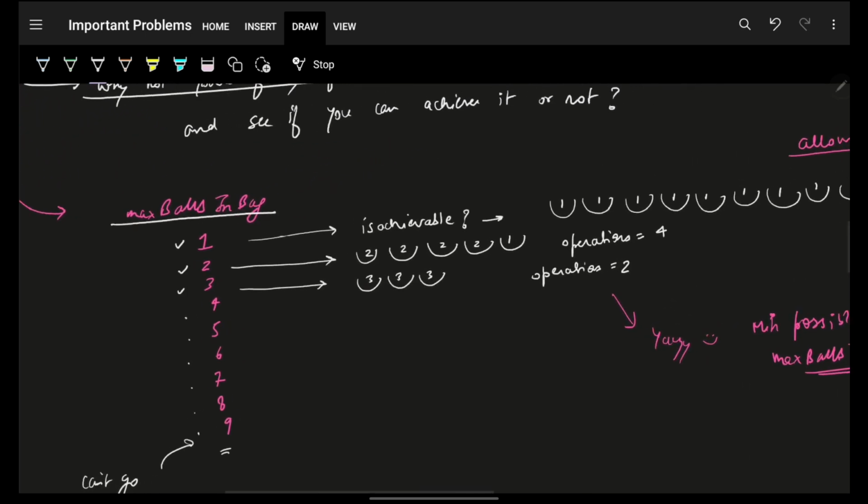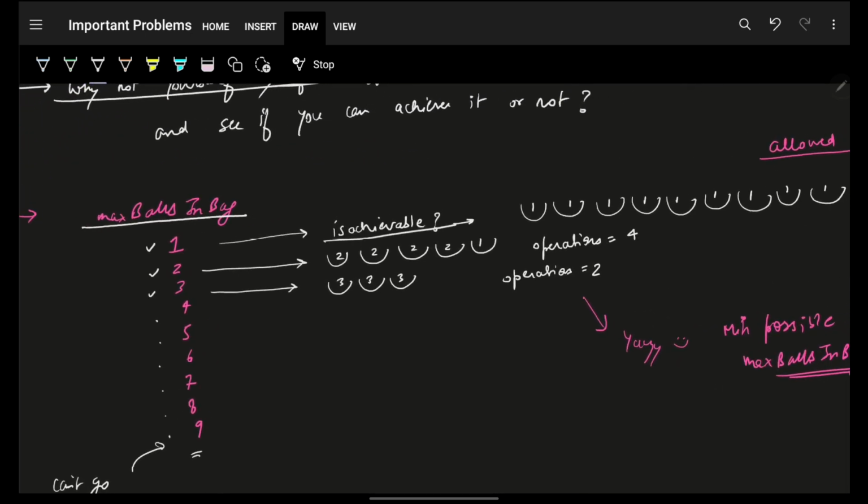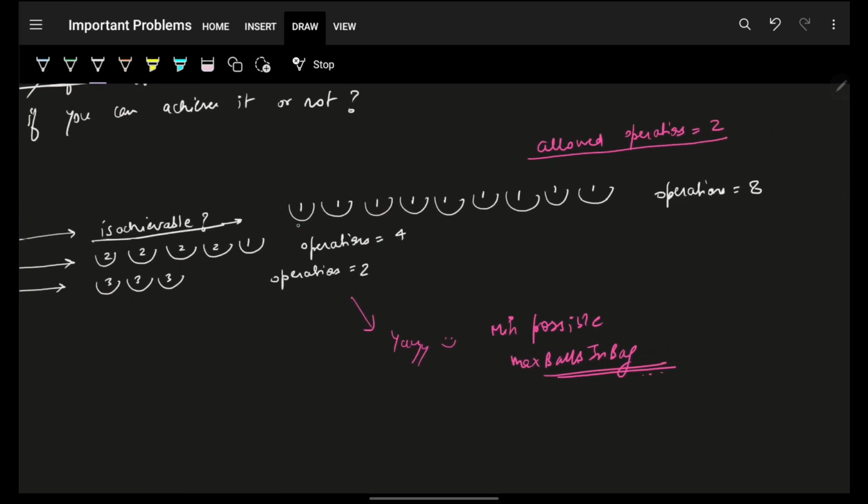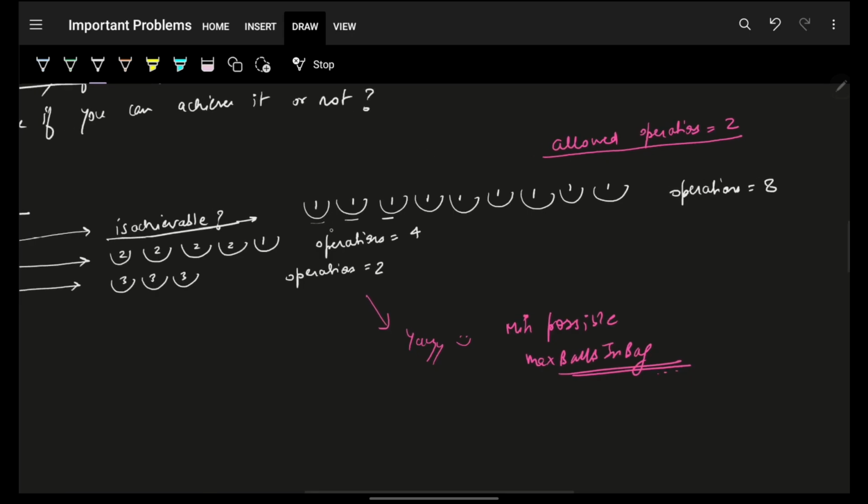How? If I have to achieve that the maximum balls in any bag should be one, I will simply say, okay, put one ball. Obviously I know I have 9 balls. I have to divide those balls such that each bag has now at max one ball. So I will divide into 9 bags. If I divide into 9 bags, the operations required will be 8. I will tell you later on why it is 8. But again, operations required will be 8.